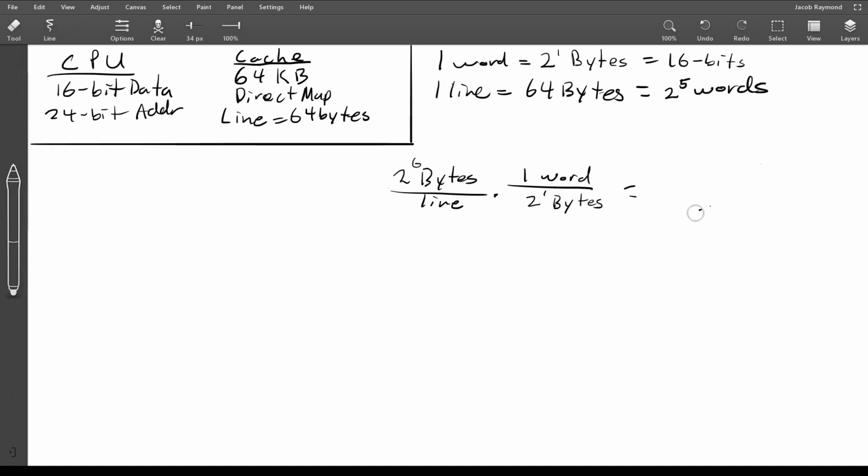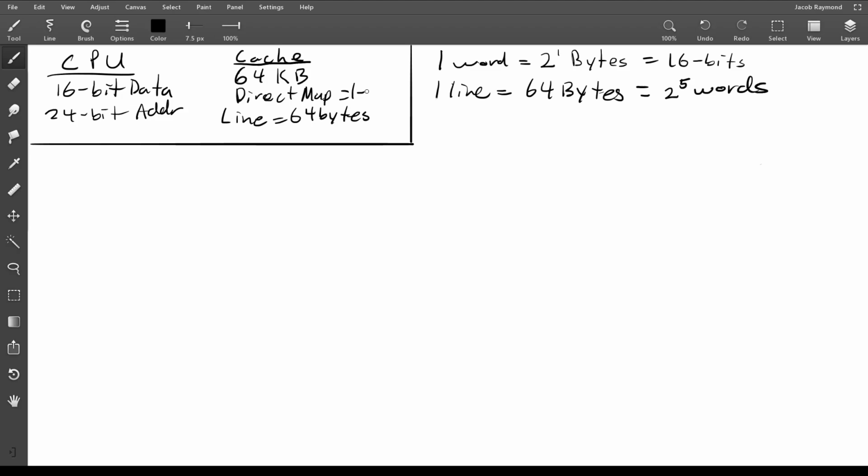Okay, well, now how many lines do we have per set? Well, we have direct map, which is the same thing as one-way set associative. And so if you just know that, then we know that one set is just one line, because we only have one line per set. And then, as usual, one index equals one set.